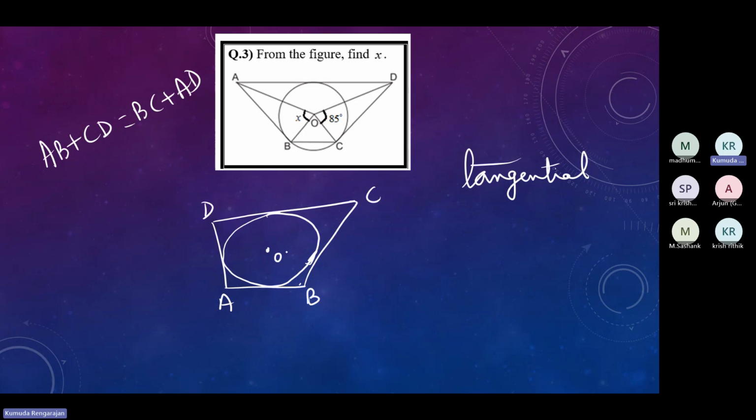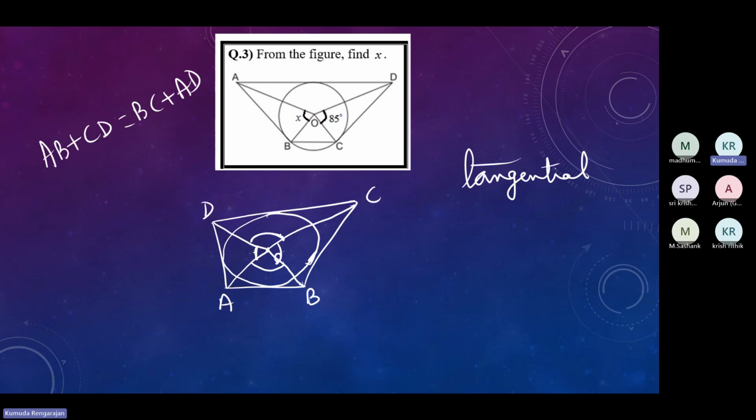This is the other result. The opposite sides subtend supplementary angles at the center. AD and BC are opposite sides. They subtend angles at the center. This is the angle subtended by the side AD. This is the angle subtended by the side BC. The sum of these two angles will be 180 degrees. Similarly, the sum of this angle and this angle.